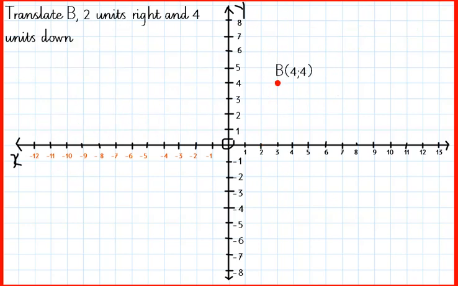Translate B, 2 units right and 4 units down. If you feel you're comfortable at this point, just pause the video and then resume it when you think you've gotten the correct answer. So we're going to translate this 2 units to the right. So to the right is that side. So 2 units, 1, 2. And 4 units down, 1, 2, 3, 4. And that's where our point is. So our point is going to be right there.